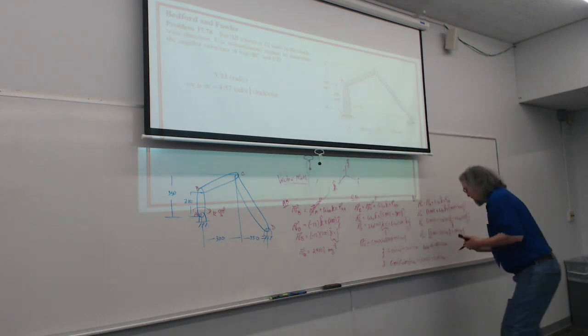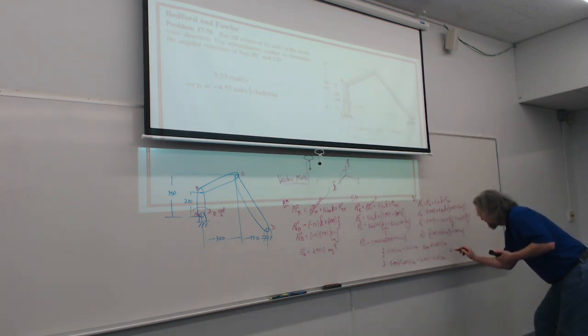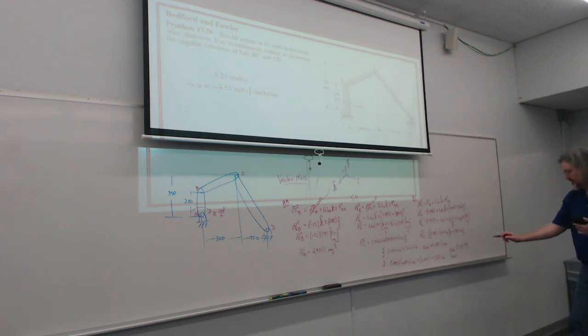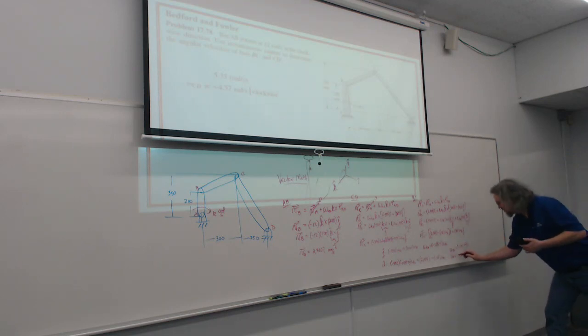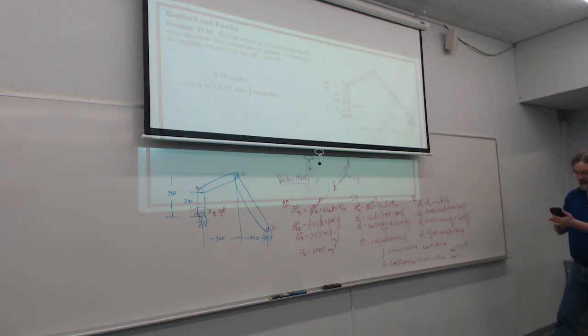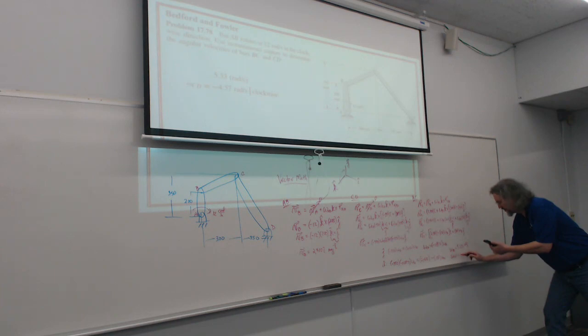Good. Okay. So omega BC is positive 5.333 radians per second. And then we can get omega CD simply by taking negative 0.8571 times that. So that's negative 4.571 radians per second, if I did it right.